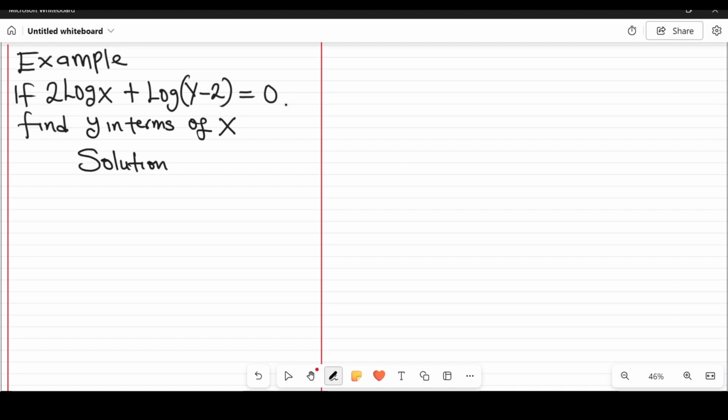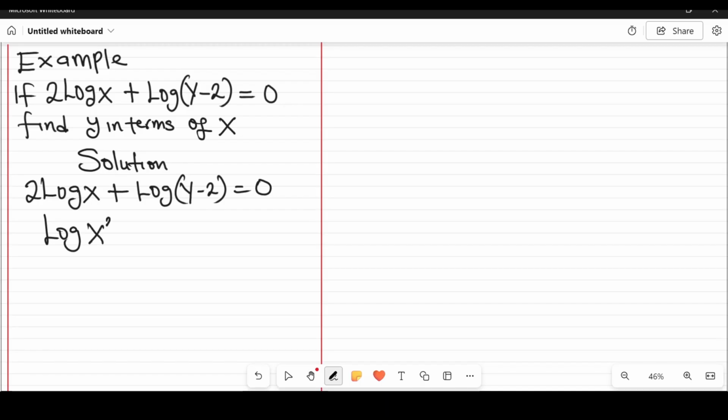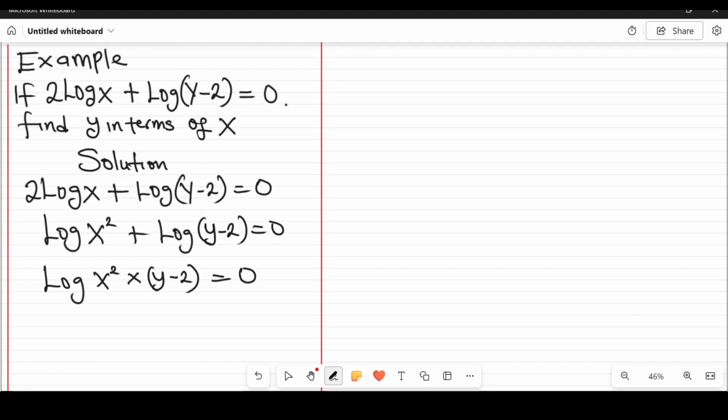Let's solve the problem. Now, let's rewrite our equation. From our index law of logarithm, this equation can be expressed as log x raised to the power of 2 plus log y minus 2 equal to 0. Now, we know that since we have addition here on our left-hand side, we can apply the law of addition. So we can have that this becomes log x squared times y minus 2 equal to 0.